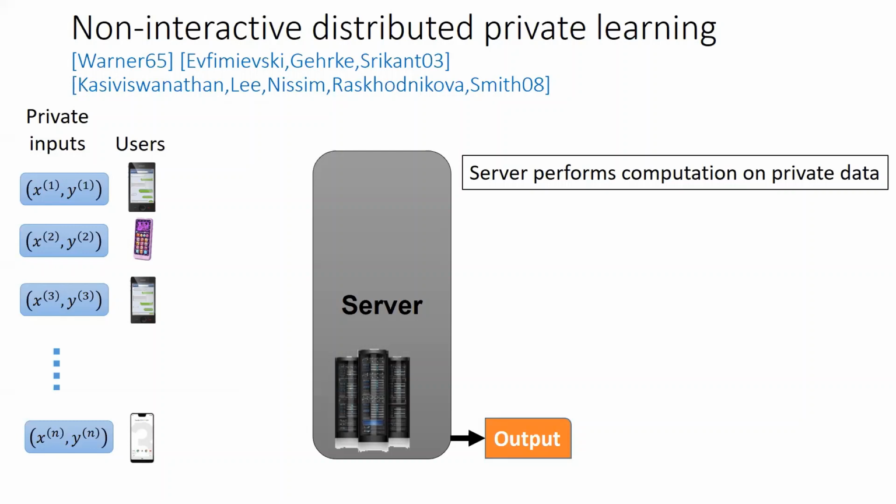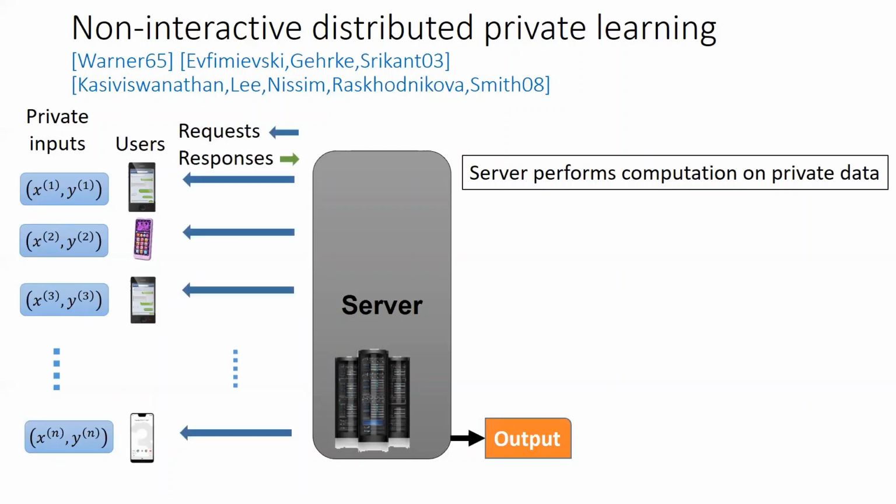Now, in this paper, we'll focus on learning, where each user holds one pair (x, y), where x is a feature vector, y is a label, and the goal of the server is to learn a function that maps x to y. And we will assume that the communication is non-interactive, which means that first the server will send requests to all the users, and then each user will send back a response.